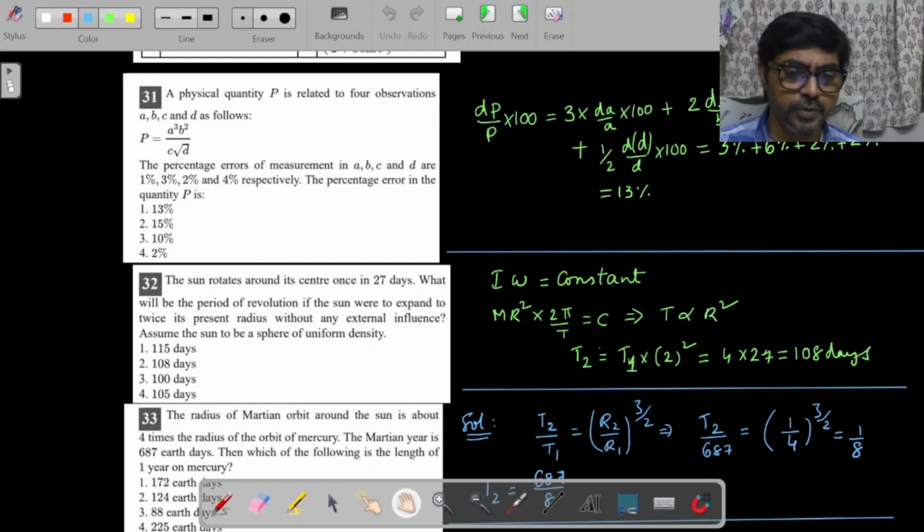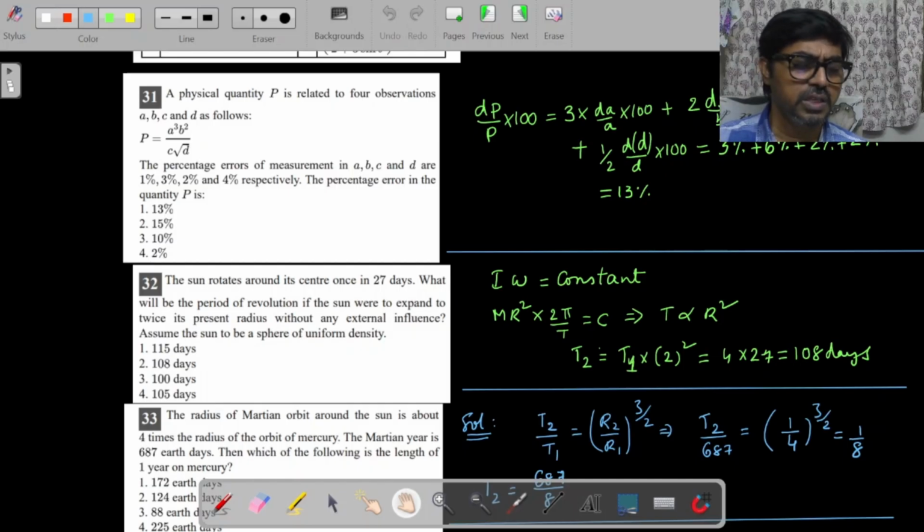Okay, let me read the first question. A physical quantity P is related to four observations A, B, C and D as follows: P is equal to A cube B square whole divided by C root D. Then we need to find the percentage error, given percentage errors of A, B, C, D as 1, 3, 2 and 4 percent. It's very simple. What do you do? You apply logarithm on either side and differentiate it, you get it.